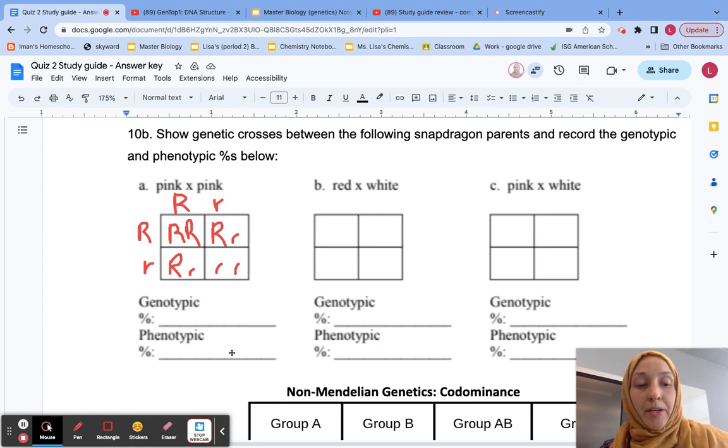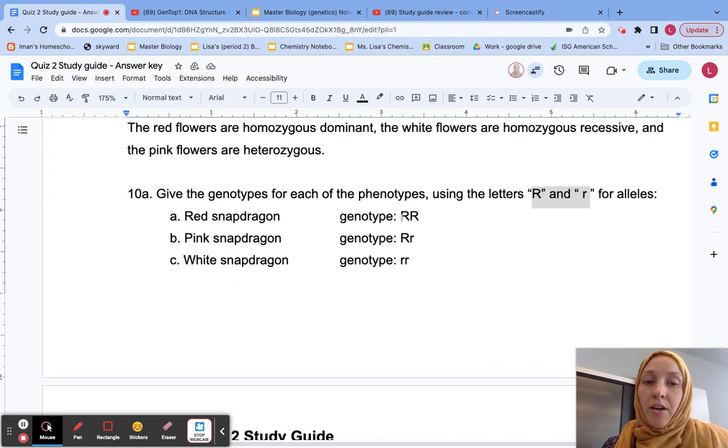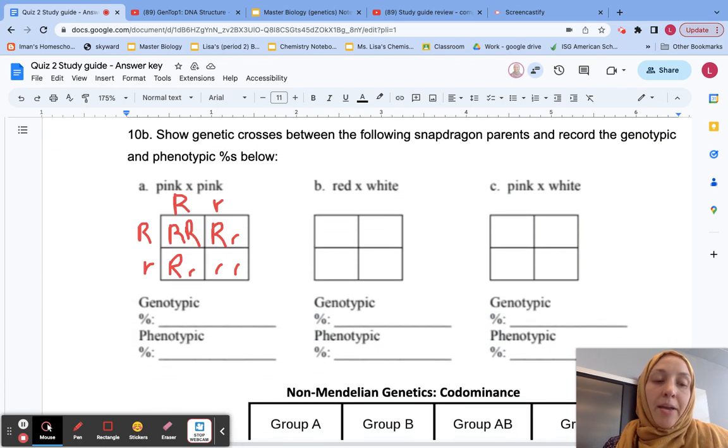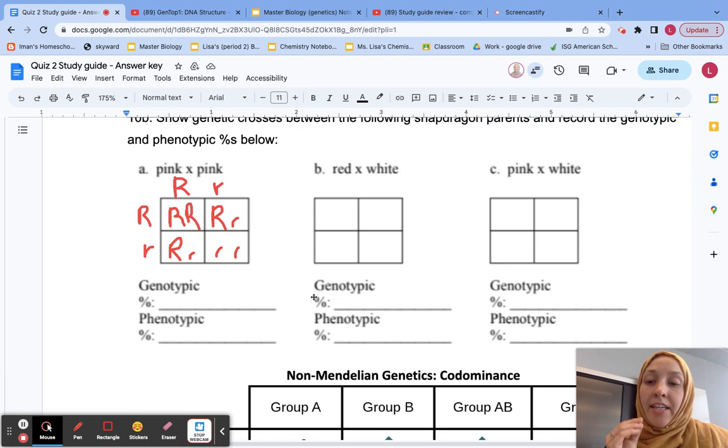My phenotypic percentage is what trait is being displayed, right? So it'd be 25% red, 50% pink because it's incomplete dominance, and 25% white. Okay, so you would repeat the same thing. Our red individual is homozygous dominant, white would be homozygous recessive, and pink is heterozygous. Genotype is telling us what percentage are homozygous dominant, what percentage heterozygous, what percentage homozygous recessive, and phenotypic is what percentage red, what percentage pink, what percentage white.